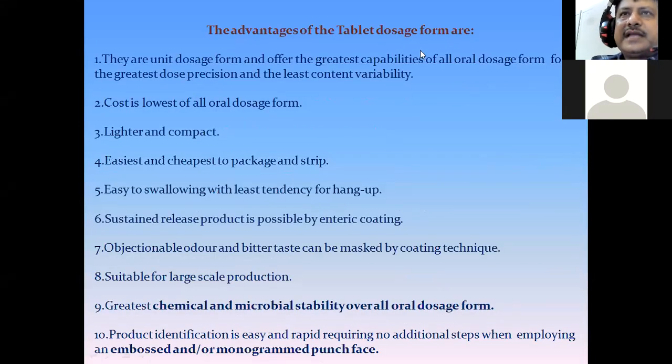Now, shall I move to advantages? Okay, now let's move towards the advantages part and see what the advantages of a tablet dosage form are.